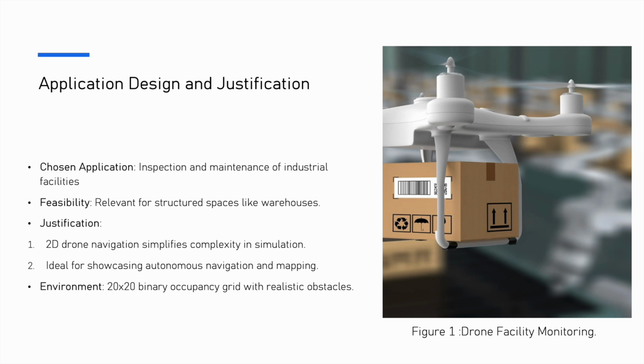inspections and logistics. I have chosen a 2D drone simulation to simplify hardware constraints while focusing on navigation and software intelligence. The robot operates in a 20 by 20 boundary occupancy grid map that represents a warehouse, racks, and shelves. This helps to simulate real-world scenarios where autonomous inspection is needed.